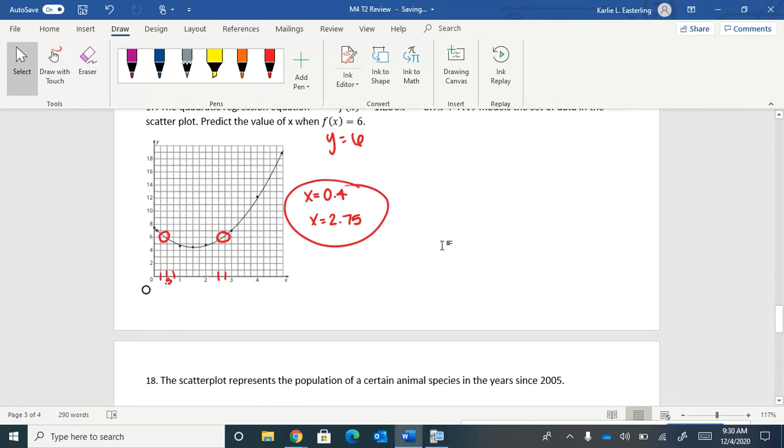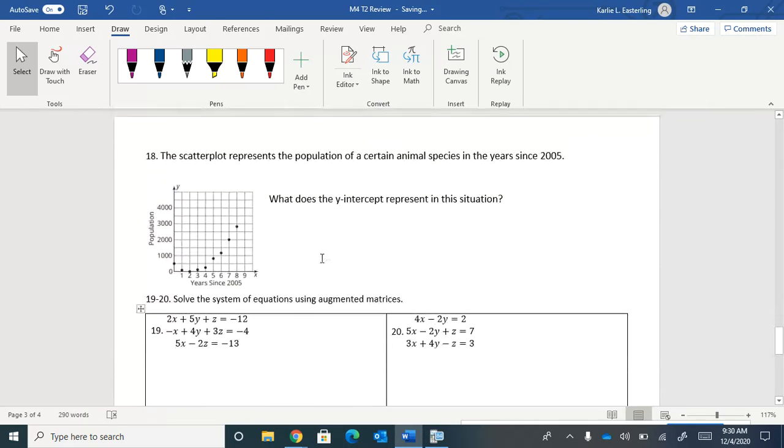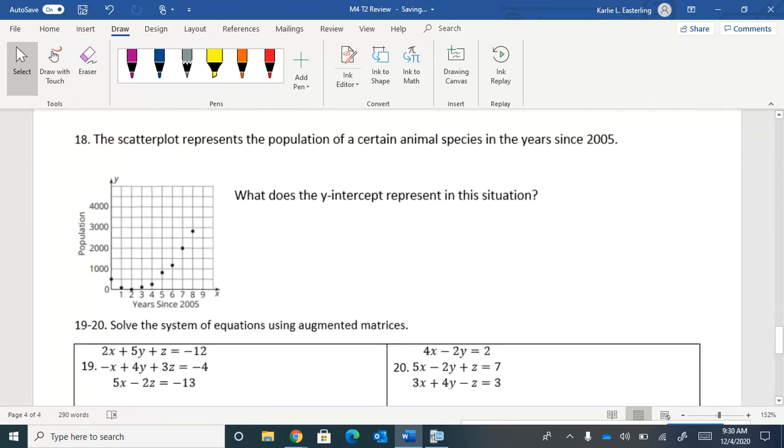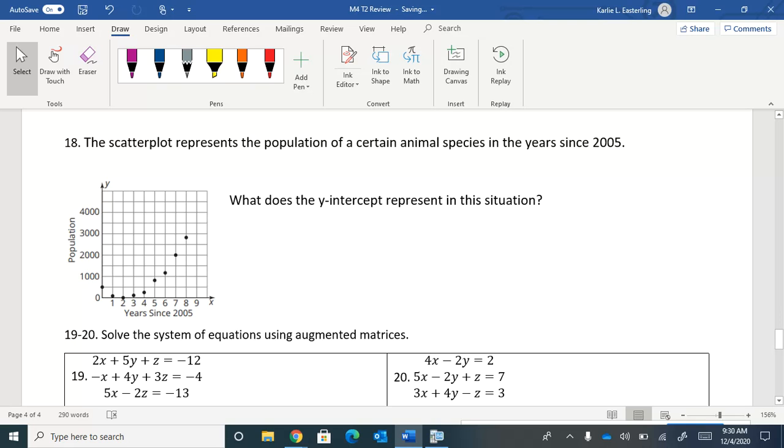All right, and we'll go ahead and flip over to the back page. So the scatter plot represents this certain animal species in years since 2005. What does the y-intercept represent in this situation? So you can look over here that your y-intercept is at 0, 500, and I can tell that because we're looking at 1,000, and half of 1,000 is 500.